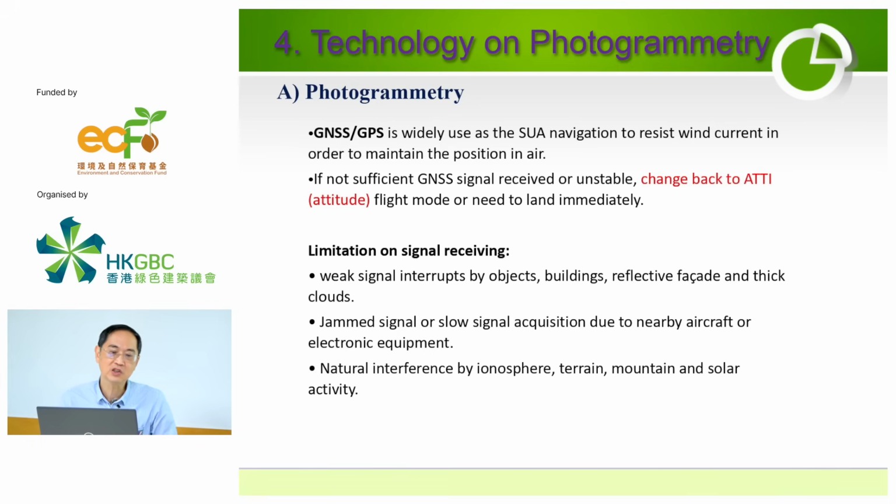When we fly the SUA, we need the GPS. GPS is from the USA, okay? It is widely used in SUA navigation to resist wind currents in order to maintain its position in the air. Otherwise, it will blow away, okay? If we don't have enough GNSS signal or it is unstable, then we need to change back to attitude flight mode. But it is very risky because we cannot see where the SUA will be blown away. So we need to land it immediately in order not to jeopardize anything or cause accidents.